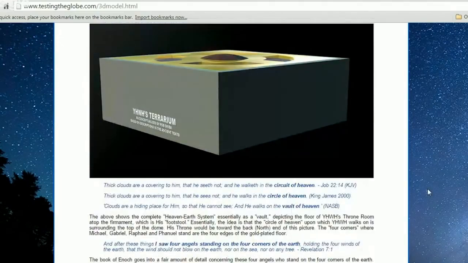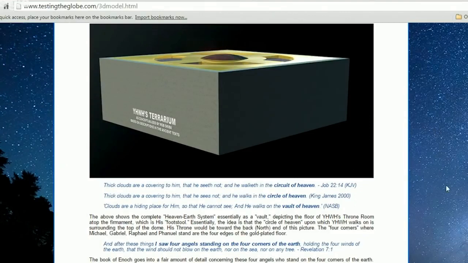Thick clouds are covering over him, and he seeth not, and he walketh in the circuit of heaven. That's Job 22:14 in the King James Version. The King James 2000 version says circle of heaven. The New American Standard Bible says a vault of heaven. So basically this is like a vault right here that has a circular walking path right here.